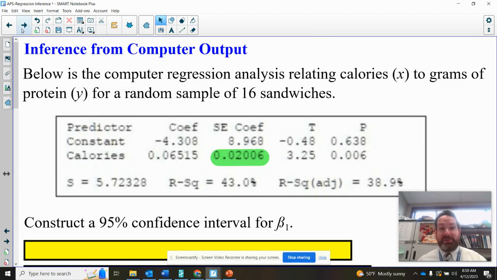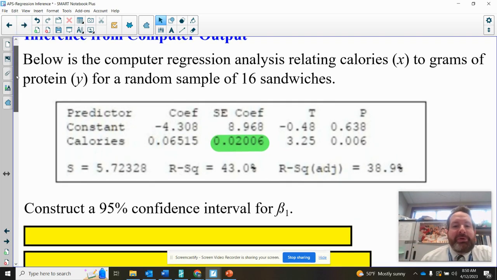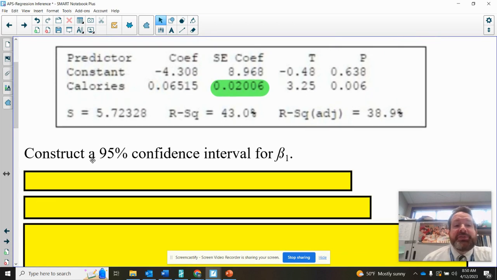What about confidence intervals? This is a little trickier. You're going to have to do some manual work. Here's the exact same output, but this time we are asked to construct a 95% confidence interval for beta 1. I need you to remember the setup for a confidence interval. It's always the same. It's the value you start with, so your sample statistic, the 0.06515, plus and minus a critical value, which we will have to find, times the standard error of the coefficient, which it just gives you right here, so that you don't have to figure that at all. The only number you don't currently have is that critical value.